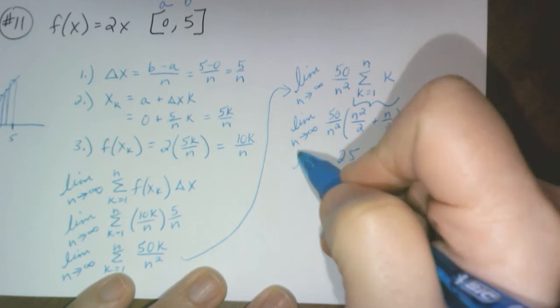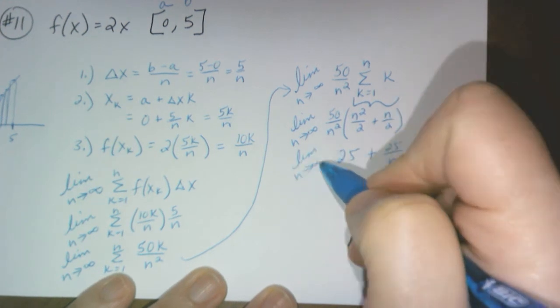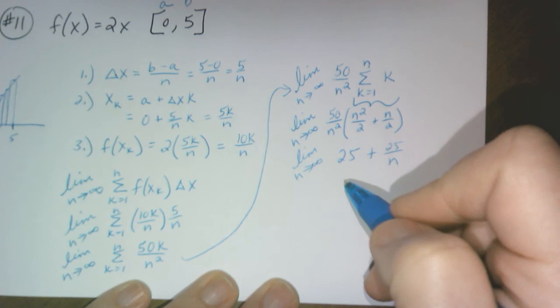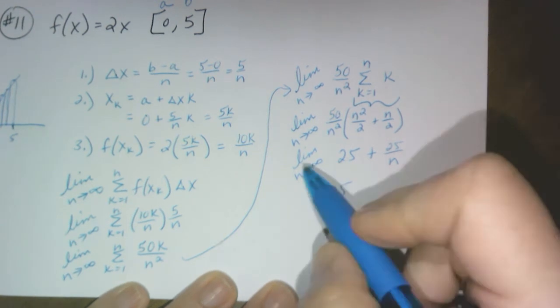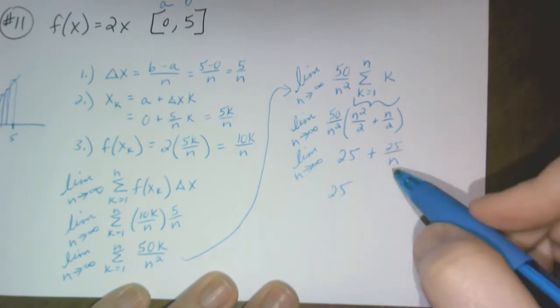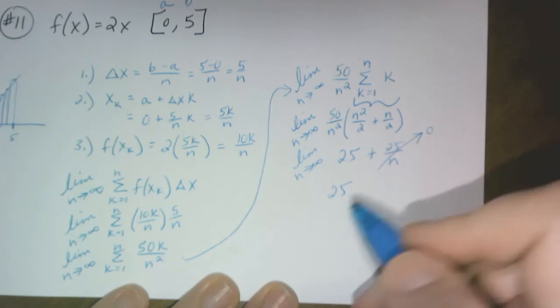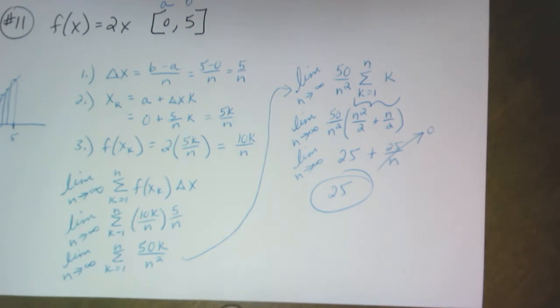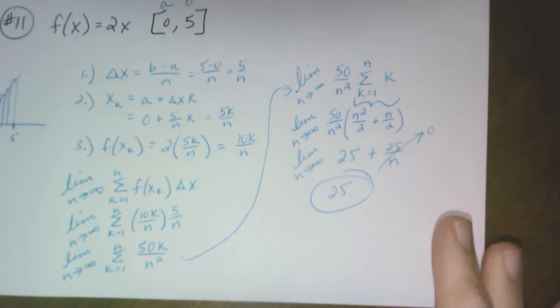And if I take the limit of each one of those, the limit of 25 as n goes to infinity is just 25. The limit as n goes to infinity of 25 over n, though, we know that one goes to 0. So 25 is our answer. Let's just check it on the calculator.